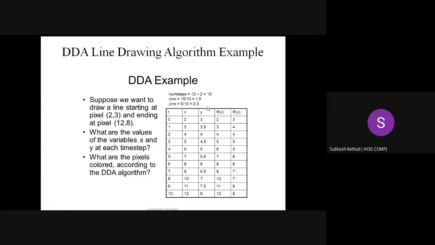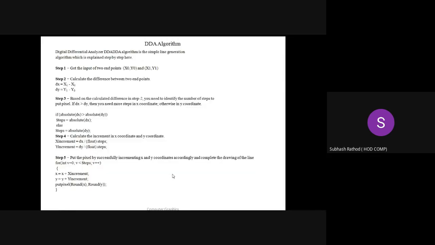So we have to calculate the next point. Here in the table, look at the table. In the table, these are the intervals: 0 interval, 1 interval, 2 interval, 3, 4, 5, 6, 7, 8, 9, 10. This 0 to 10 is a for loop. 0 to 10 is the for loop condition. You can put it here in step 5. 0 to steps count, which is 10.